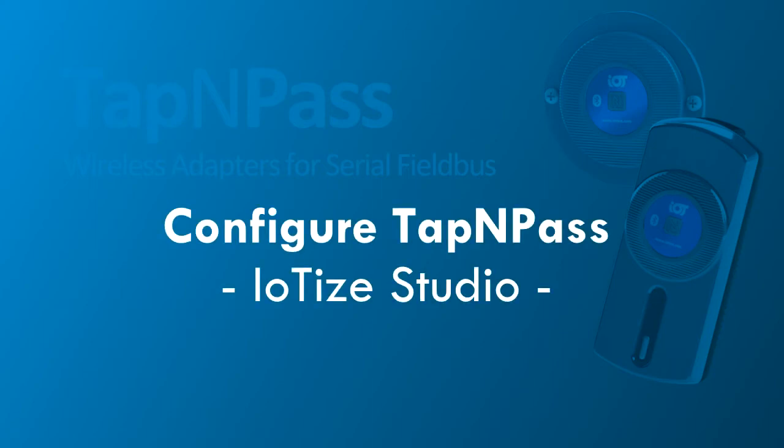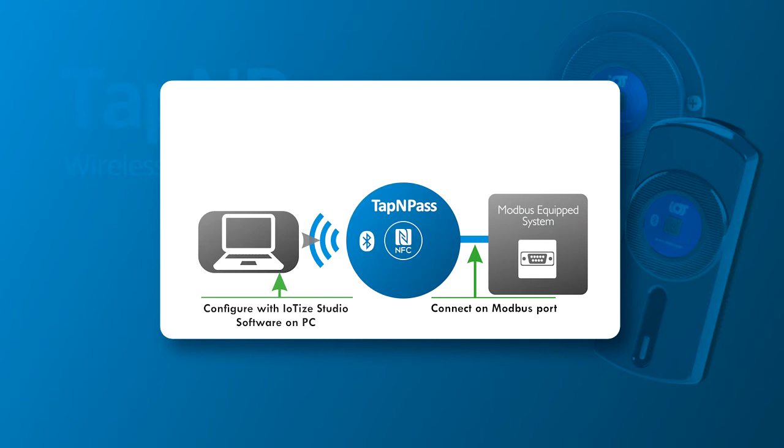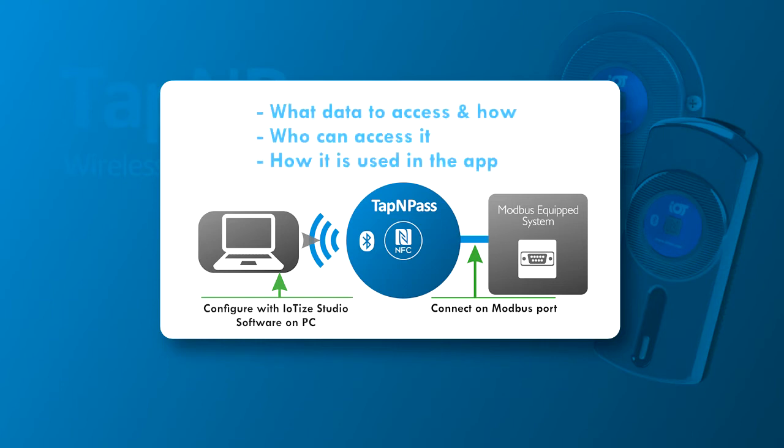Next, configure TapNPass to allow access to specific data and features on the target device from the mobile app. We configure TapNPass from IoTize Studio, the software that's installed on our PC. Then we transfer this configuration to TapNPass using its Bluetooth connection. We configure TapNPass by indicating what data or features to access and how, who can access it, and how the data is used in the mobile app.